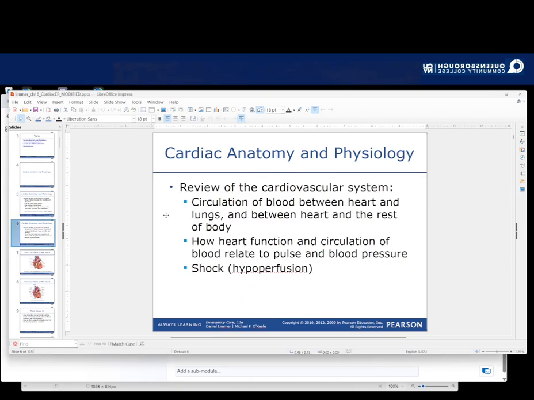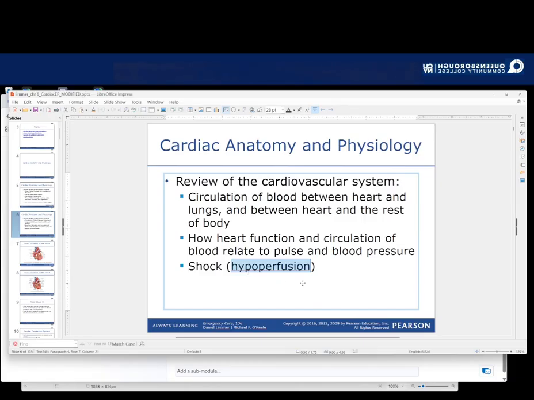So blood goes round and round. The heart is the pump that makes it go. The vessels are the tubes that the fluid flows through, and blood is the fluid itself. If not enough blood is reaching every cell of the body, then that's hypoperfusion, which in short slang is what we call shock.